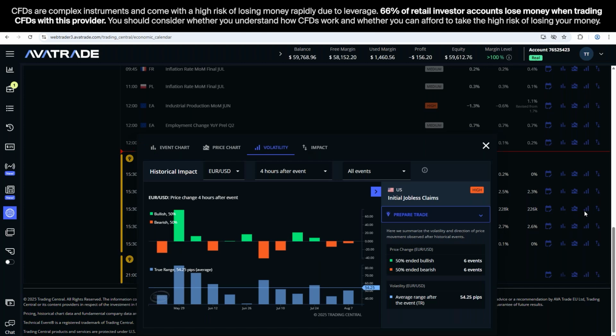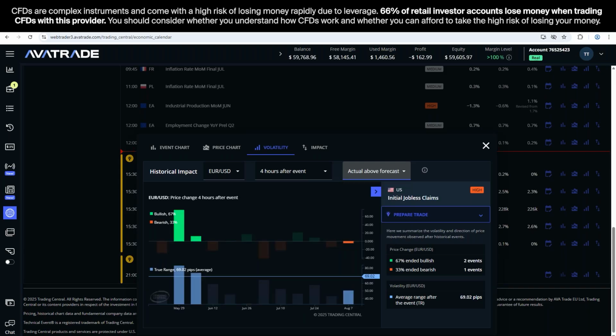We'll use this volatility tool. We'll look at the movements for whatever currency pairing we want with the US dollar. I'm fine leaving it on Euro USD. We can look at different time frames after those announcements. I'll leave it on 4 hours for now. And then we can qualify, how did the announcement come in? Above forecast was bad news, right? Means more people applying for jobless benefits. If it came in that way, what happened the majority of the time?